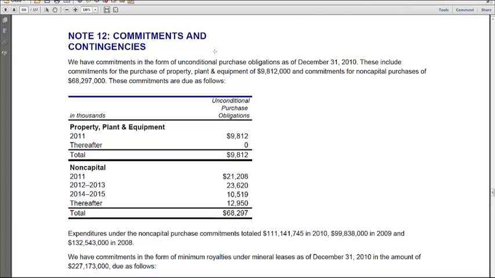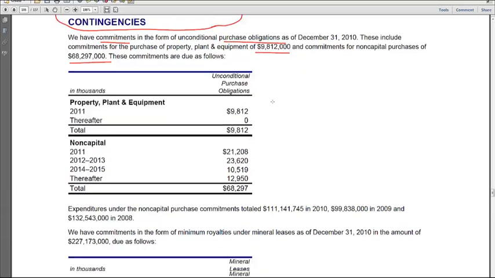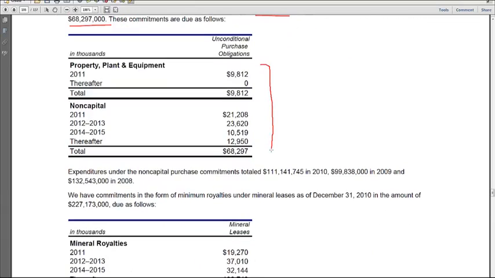Okay, so I'm on page 90 of the Vulcan report. These are commitments and contingencies. So the first thing they have are some commitments in terms of contracts they've signed which obligate them to purchase things in the future. So they've signed commitments to buy about 10 million of PP&E and about 68 million of other stuff. And then you can see how this shows out into the future. So this is not on the balance sheet yet because there's been no transaction, there's been no exchange of cash, goods, or services. But the assumption is in the normal course of business, Vulcan will probably spend this cash to buy the property, plant, equipment, and other stuff.